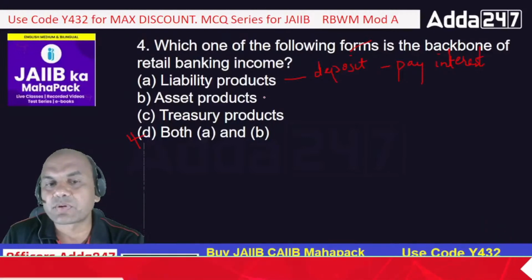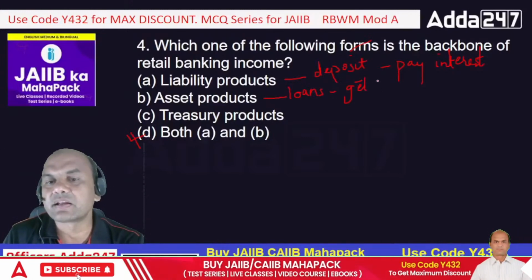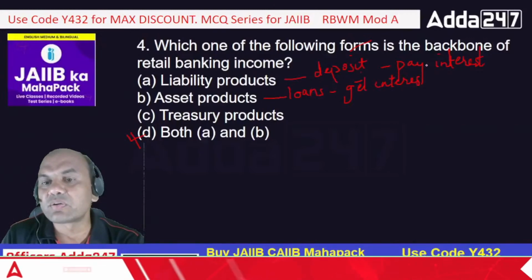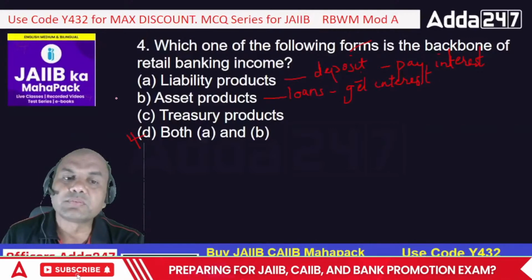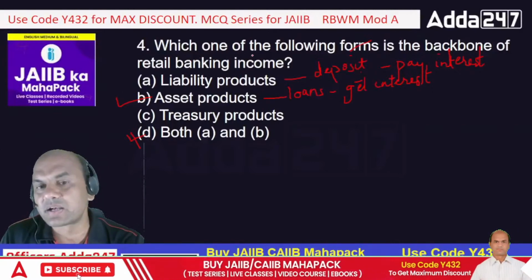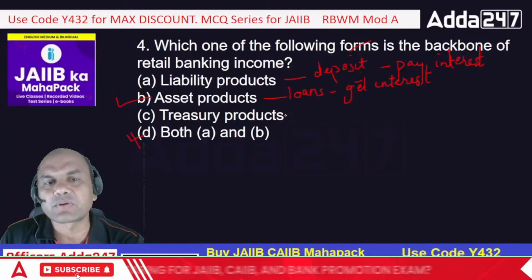What are asset products? Loans. Here I get the interest. Getting interest means I am earning over here, right? So B will be the answer over here. The backbone of retail banking income is loans. Treasury products are not part of retail banking.